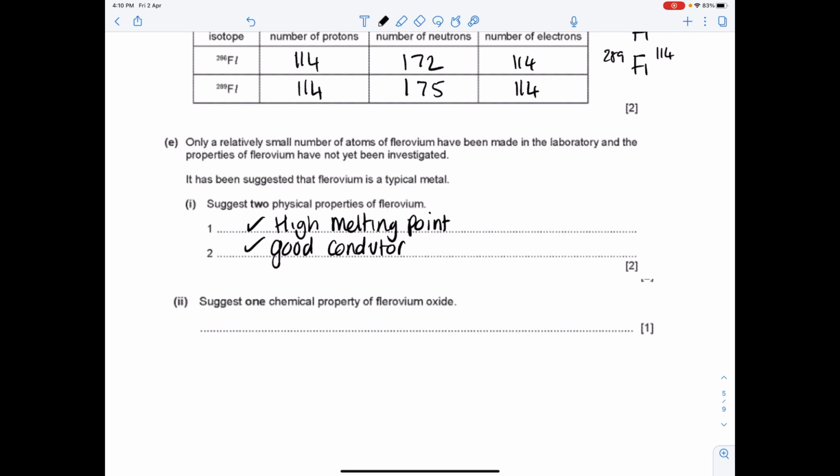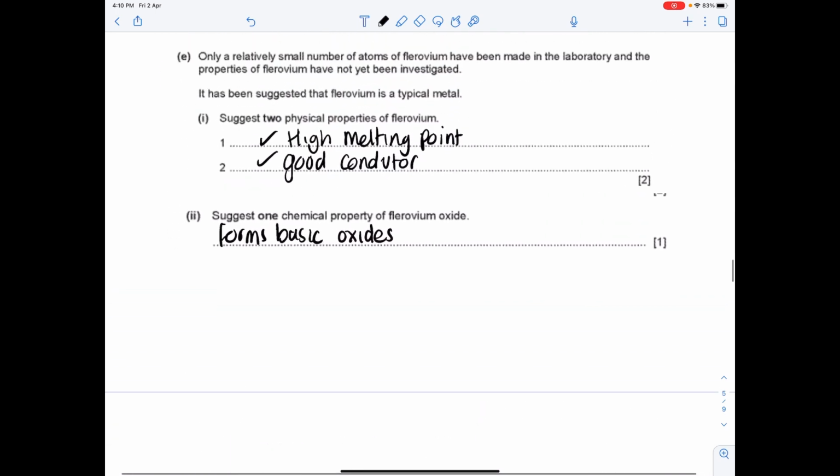So just one chemical property, I would say it forms basic oxides. It forms basic oxides because all metals form basic oxides. That's a chemical property of the metals, whereas all non-metals form acidic oxides. That, I think, is the end of the question.